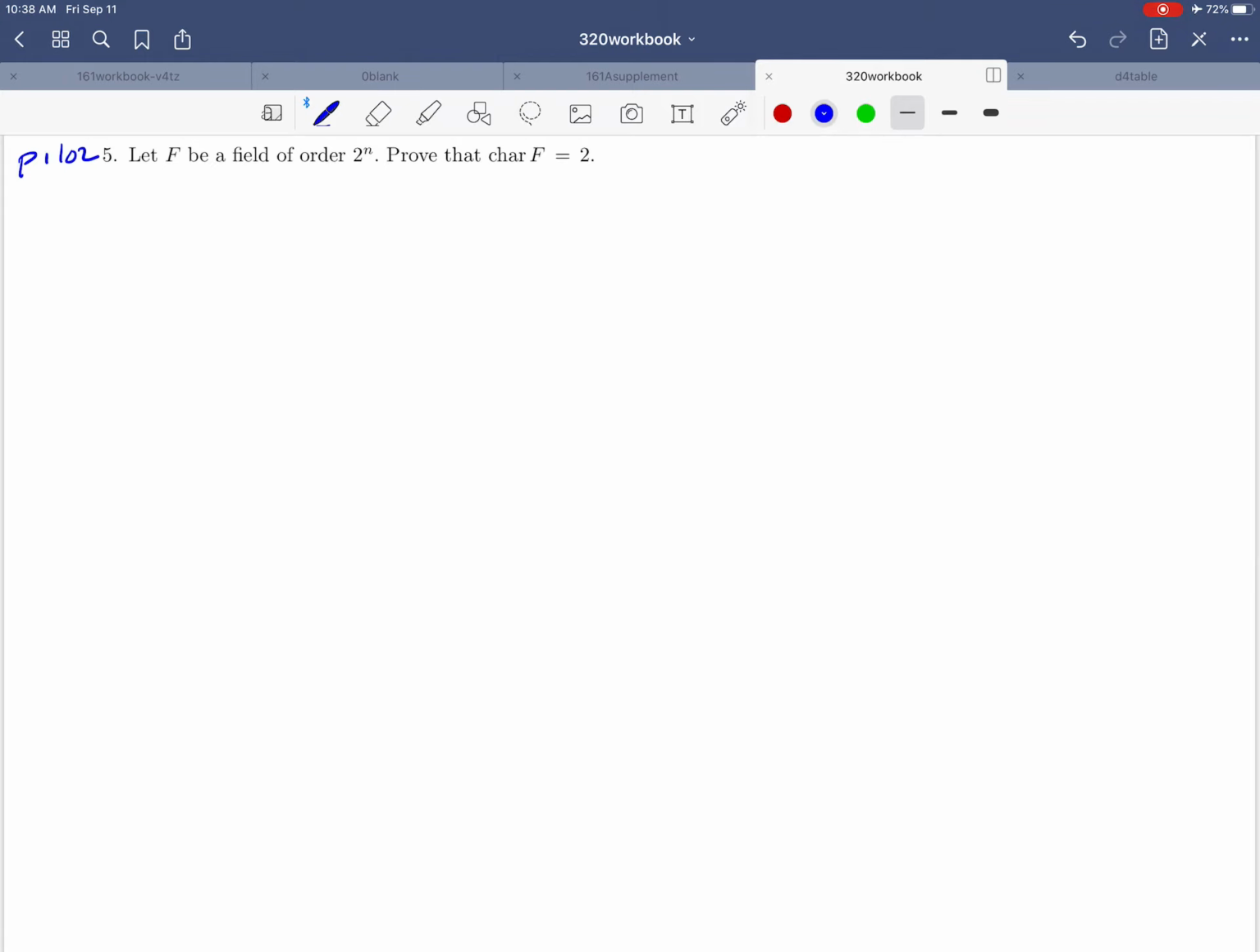Okay, so to get started on this proof, it turns out that it's helpful to look at an additive subgroup of F. Here's the additive subgroup of F that I'd like to talk about: the set H of all things that look like n times 1, so n copies of the unity element. What we're really talking about here is an additive cyclic group. I'm just going to write that down in words.